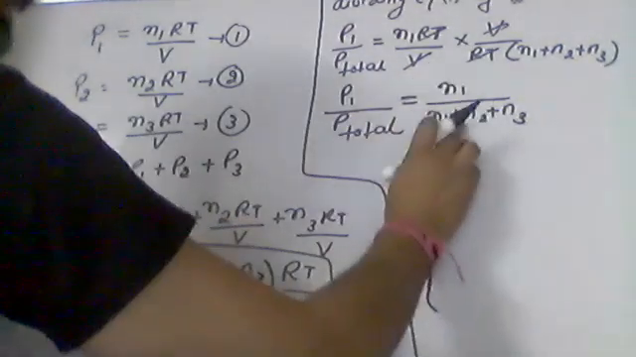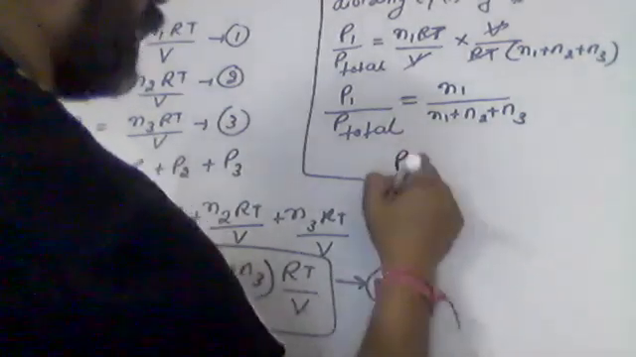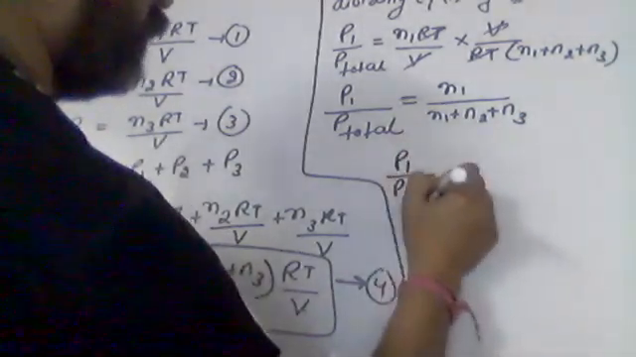What is this, n1 divided by n1 plus n2 plus n3? Be fast, time is running. Mole fraction, sir. Very good, very good, very good.